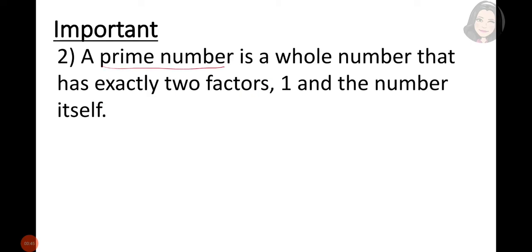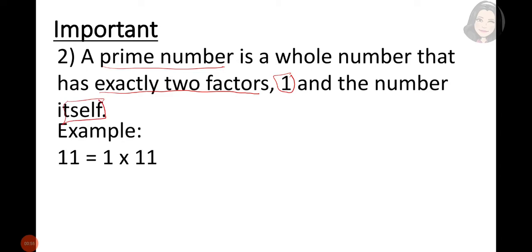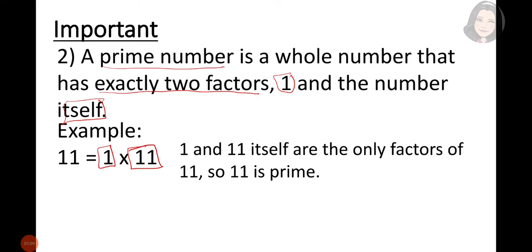One more important thing, what's a prime number? A prime number is a whole number that has exactly two factors, 1 and the number itself. What does this mean? If, for example, I have the number 11, what factors can I multiply together to get the number 11? The only two factors are 1 and 11. There are no other factors I multiply together to get 11. So 1 and 11 itself are the only factors of 11. So 11 is prime. It has exactly two factors.